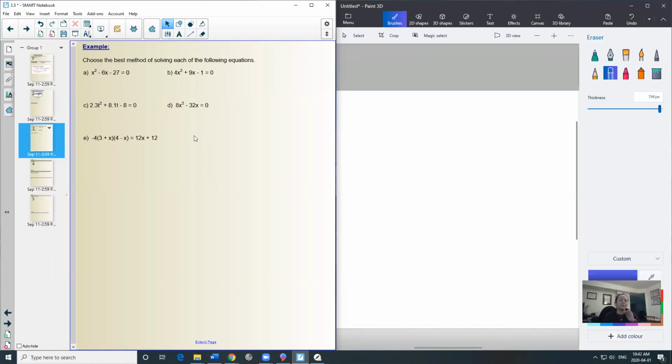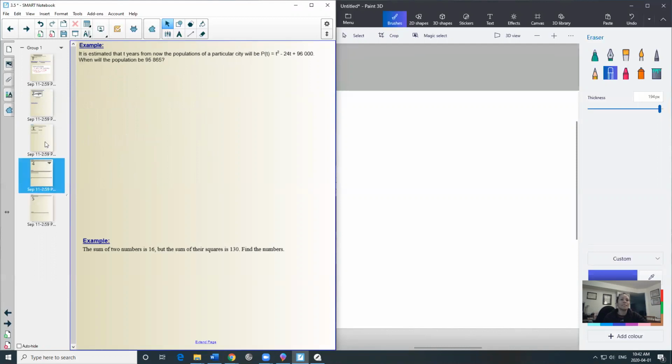This one here, part D, factoring, super simple. I can take an 8x out of both terms and I'm good to go. This one over here, I would need to expand and rearrange first. It's written a little funny. This one I might actually graph first. And kind of check it out. Otherwise, you have to do a little bit of algebra. Okay? All right.